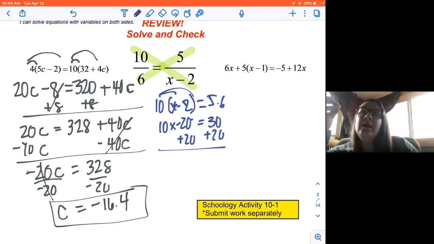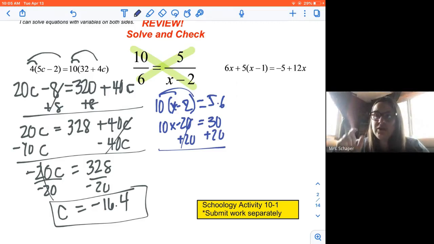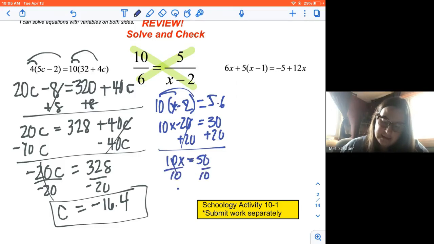Because again, we undo multiplication by dividing, undo addition by subtracting, undo subtracting by addition. So we're undoing those operations. So 10x is 50. Divide by 10. X equals 5. All right.